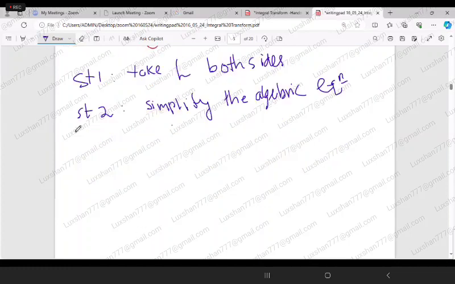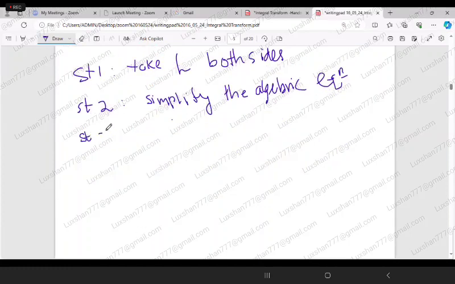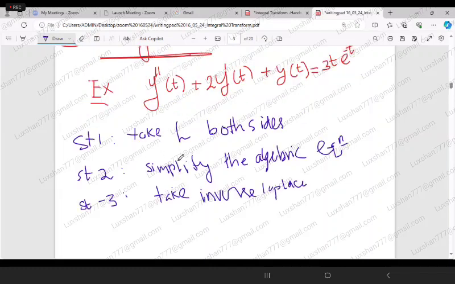Simplify the algebraic equation. Step number three, take inverse Laplace. Very simple. There are only three steps. First one, take the Laplace operator on both sides. Then simplify the algebraic equations, and take the inverse Laplace transform. If you do these three steps, you can easily get the solution for this differential equation.